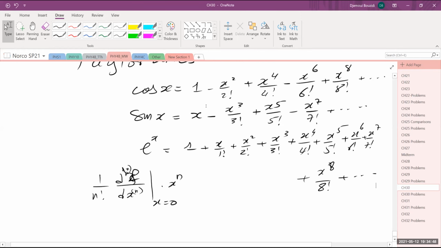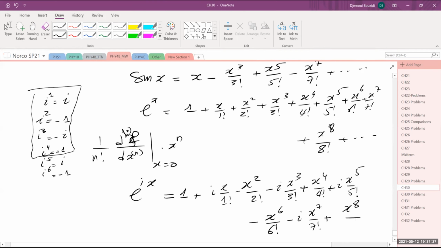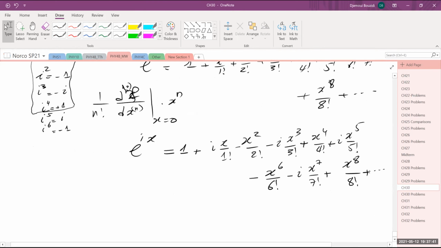i to the power 8, and i to the power 8 is i to the power 4 times i to the power 4, and both of them are 1. So it's going to be just x to the power 8 over 8 factorial, plus this thing is never ending. Of course, this is the Taylor series.